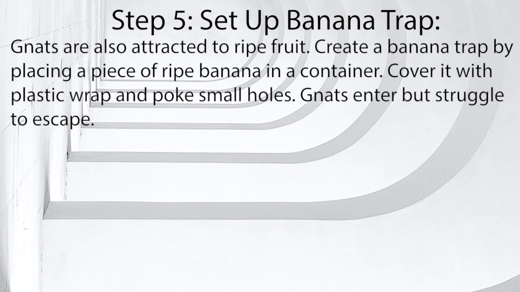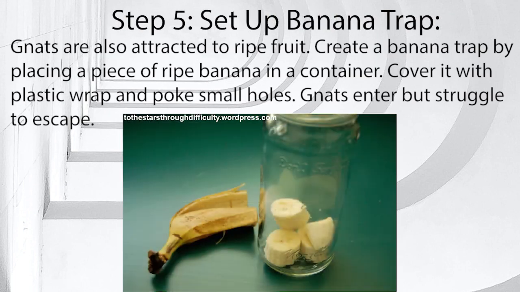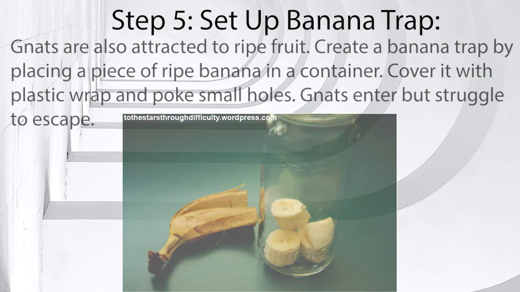Step 5. Set up banana trap. Gnats are also attracted to ripe fruit. Create a banana trap by placing a piece of ripe banana in a container. Cover it with plastic wrap and poke small holes. Gnats enter but struggle to escape.